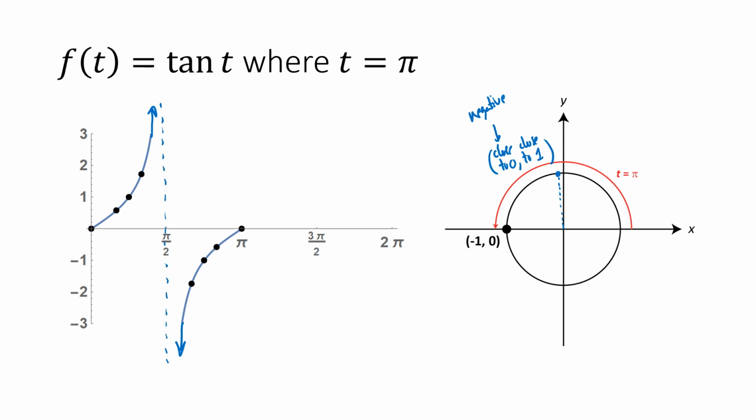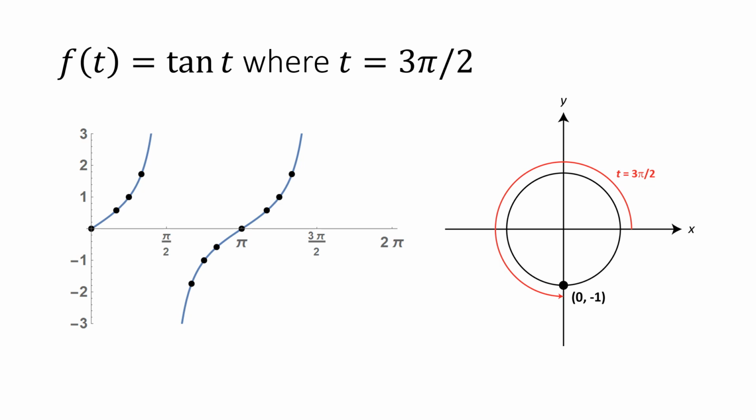But on one side, my tangent value is increasing forever, and on the other side, the tangent value is decreasing forever. And as we go back through those special angles, we're seeing that our tangent value is going back towards zero. Here at pi radians, my tangent of pi is going to be b over a, 0 divided by negative 1, which is 0.